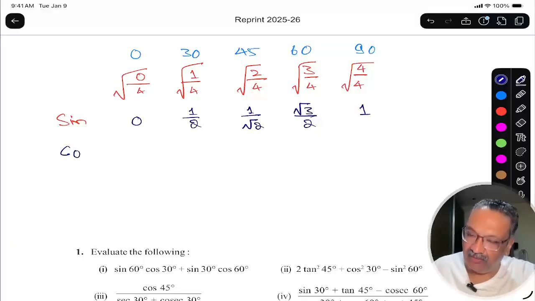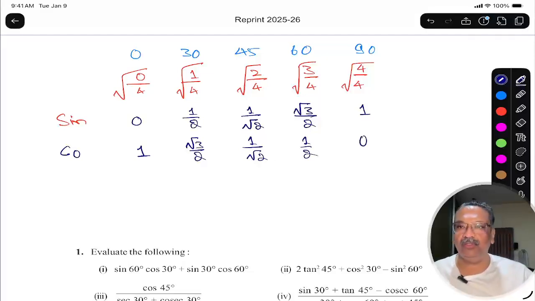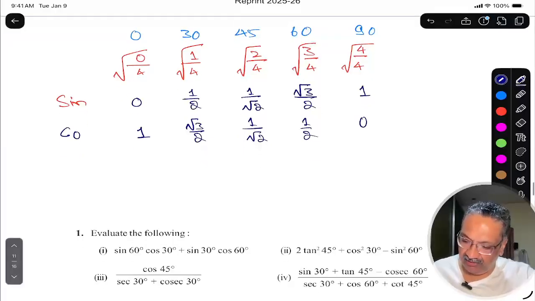Cos values, if you want, it is just the reverse of sine. So 1 comes here, root 3 by 2, 1 by root 2, 1 by 2 and 0. If you remember one, you can just derive the same for everything. Okay, so now let us solve the questions.